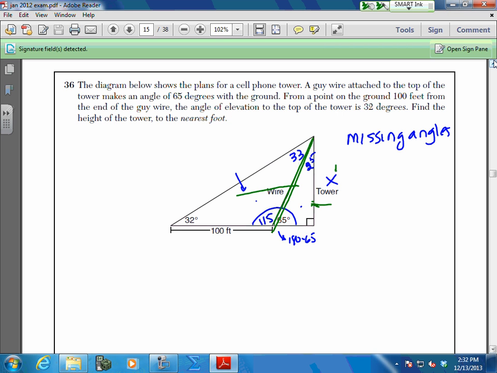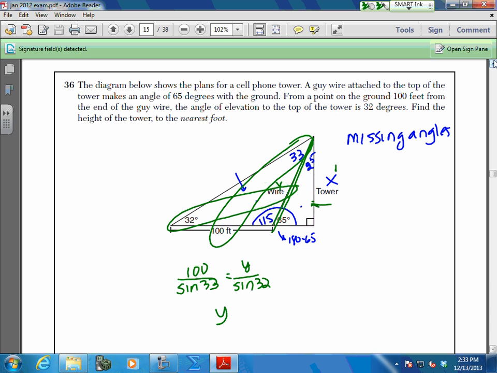So I'm looking for this. Let's call this y. So I can set up my angle and my side opposite. And notice this. If you didn't find 33, you wouldn't have found it. So I have the law of sines. 100 over the sine of 33, is equal to, this is my y, over my sine of 32. Cross multiply and round this out a little bit. They're looking for the nearest foot, so round it here, and then at the end we'll round again. Now if it helps you, put it here.